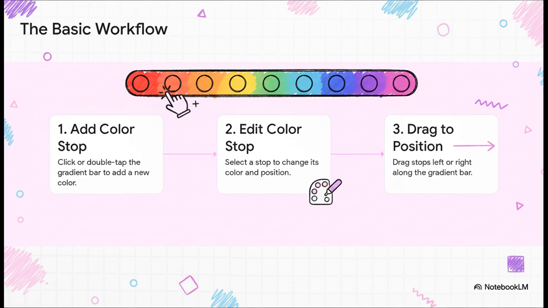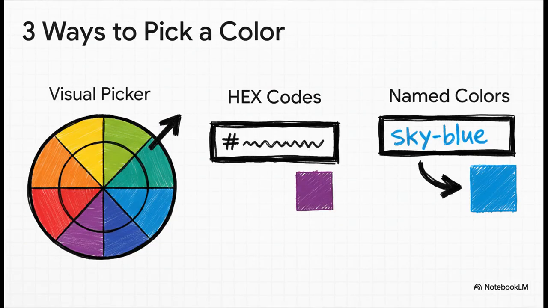First, you just click or tap on the gradient bar to add a new color. We call that a color stop. Then you click on that stop to change its color. And finally, you just drag it exactly where you want it. It's that intuitive. Now, check out how flexible this is.